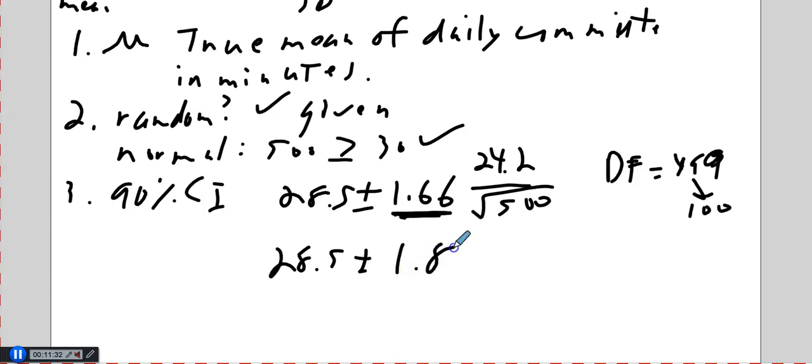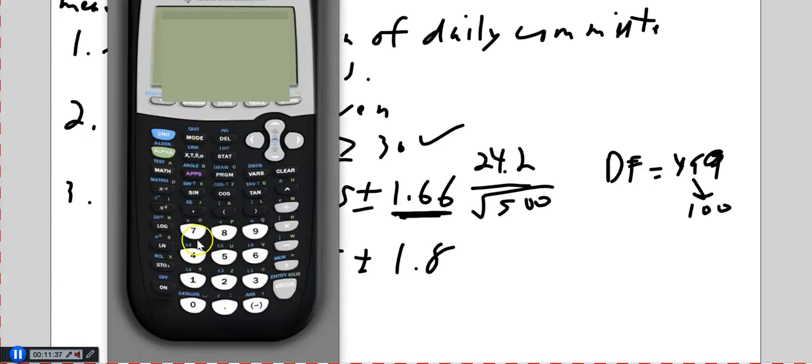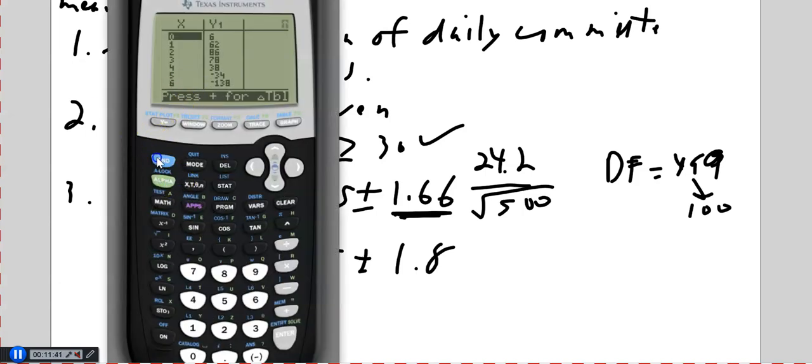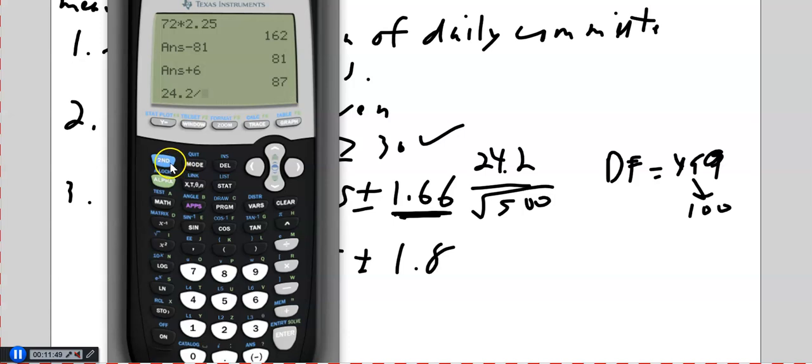1.8. Actually, I will show it real quick because the order I like to do this in is not to have my calculator explode. It's very simple. I just type in 24.2, divide by the square root of 500, and I get that number first. Then I multiply that by the 1.66.